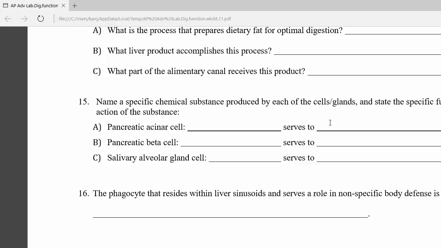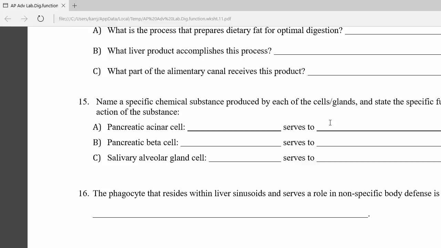Beta cells, what's the chemical substance from a beta cell? Insulin serves to, what does it do to blood sugar? Raise it or lower it? Lowers blood sugar. And what do we get from the salivary alveolar gland? Amylase. Amylase serves to digest specifically starch.